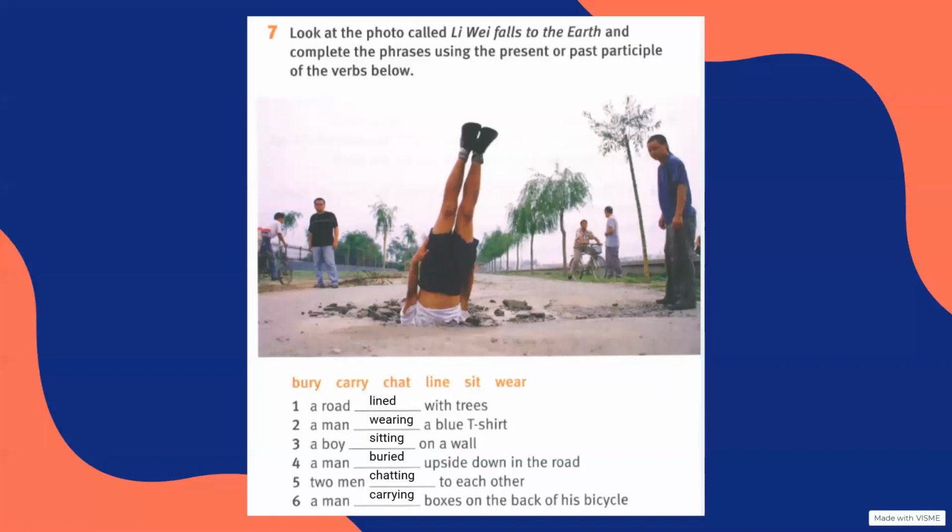Number two is a man wearing a blue t-shirt, present participle because it's active, the man who wears a blue t-shirt. A boy sitting on a wall. A man buried upside down in the road. Two men chatting to each other. And a man carrying boxes on the back of his bicycle.